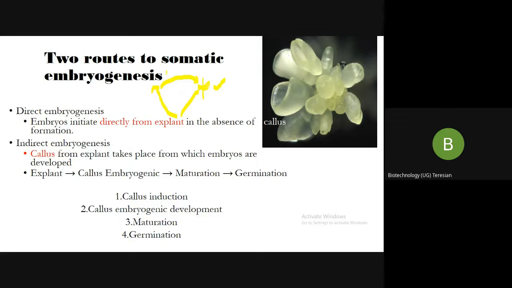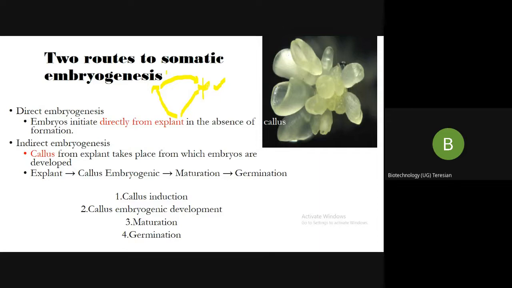It can be different from my mother plant, and that is the variation, because it would have undergone mutation. So if that mutant variety is useful for you, you propagate it, you micropropagate that. If it is of no use to you, just discard it. So this is direct embryogenesis and indirect embryogenesis.